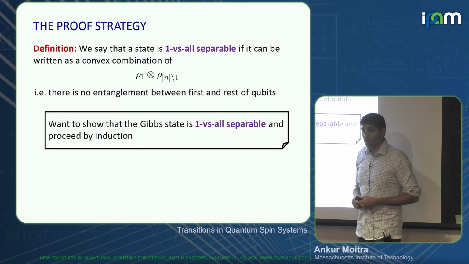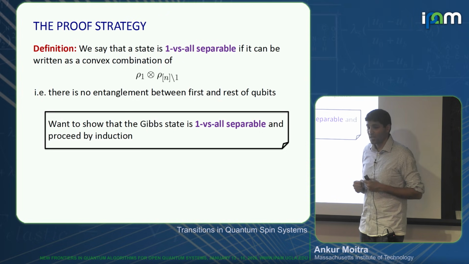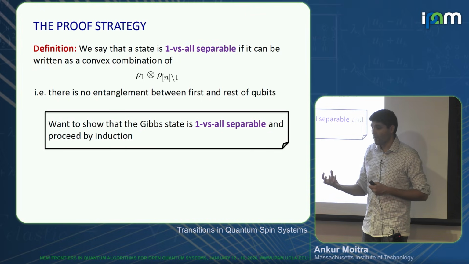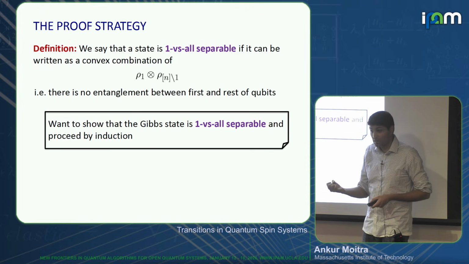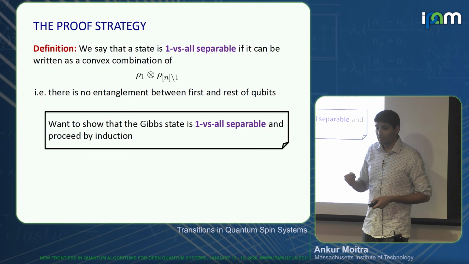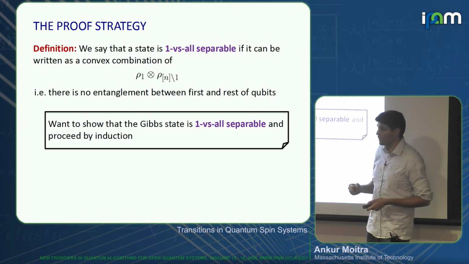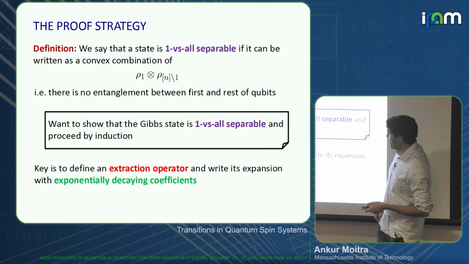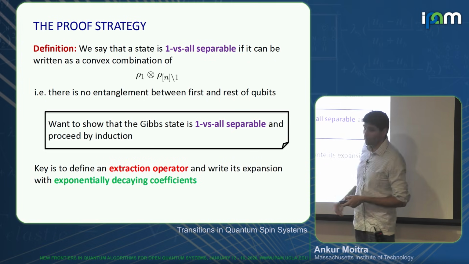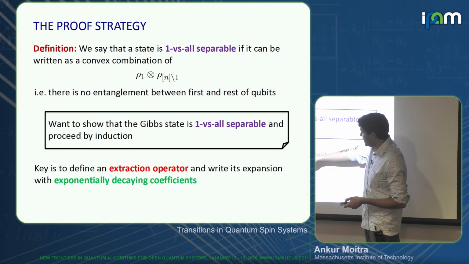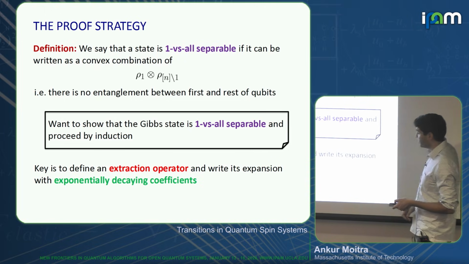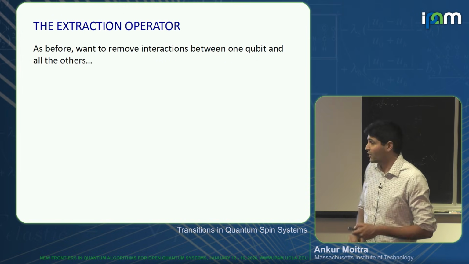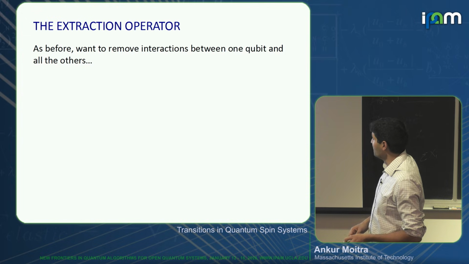If we can start off with our Gibbs state and pull out the first site and say that it's one versus all separated, and then we work with the remaining system on n minus 1 qubits and pull out the next qubit and say that it's one versus the rest separated, then we can hope that we can induct and prove the bound that we want. So the key is how exactly we're going to show this one versus all separation. And that's going to take me to something called the extraction operator. And this is the main mathematical object that we introduced to make this work.